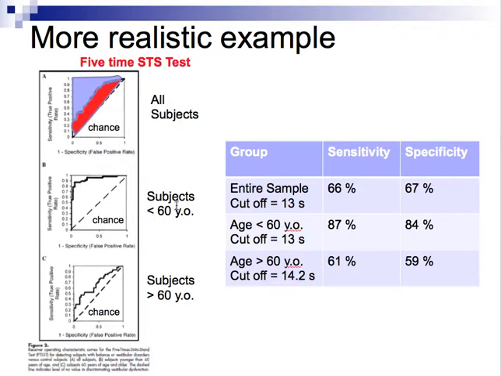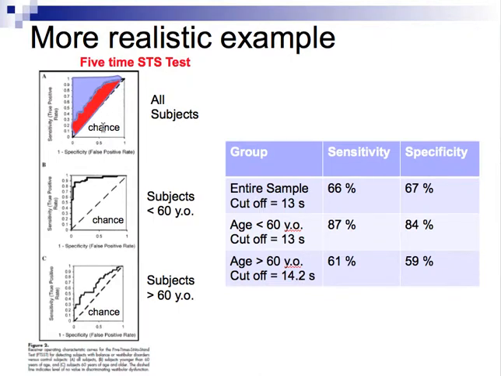And then the authors of this study divided participants into less than 60 years old and older than 60 years old, and then looked at all the subjects at once, in terms of false positives and false negatives, in terms of predicting a fall in the future. And so if we look across these different ROC curves, it's kind of interesting.